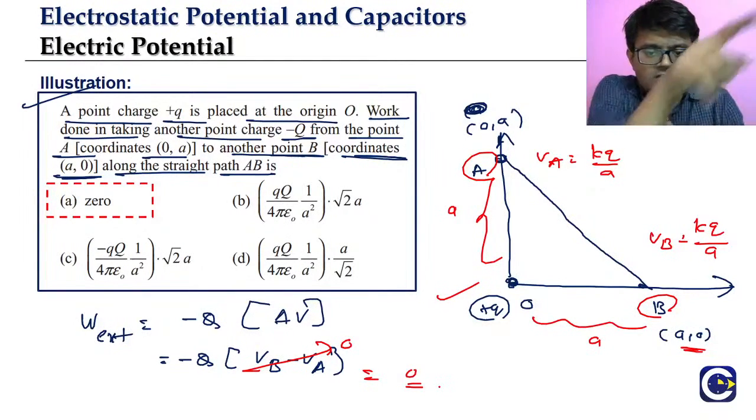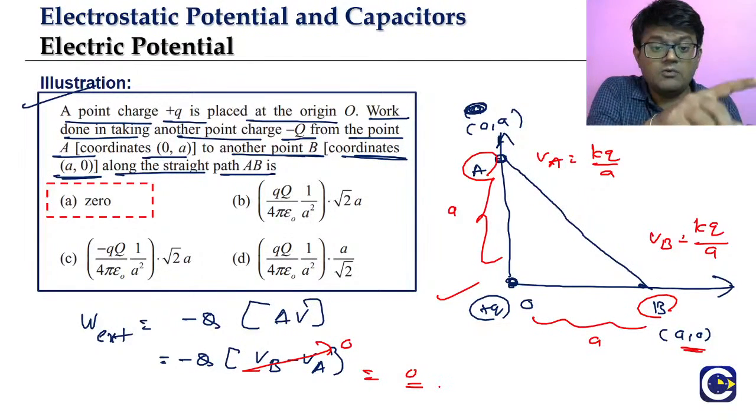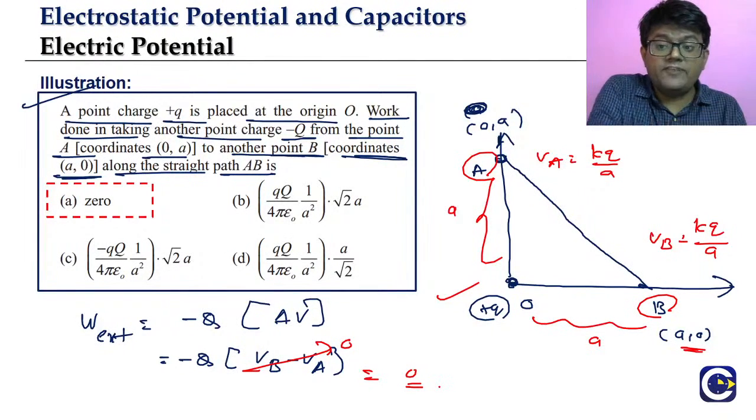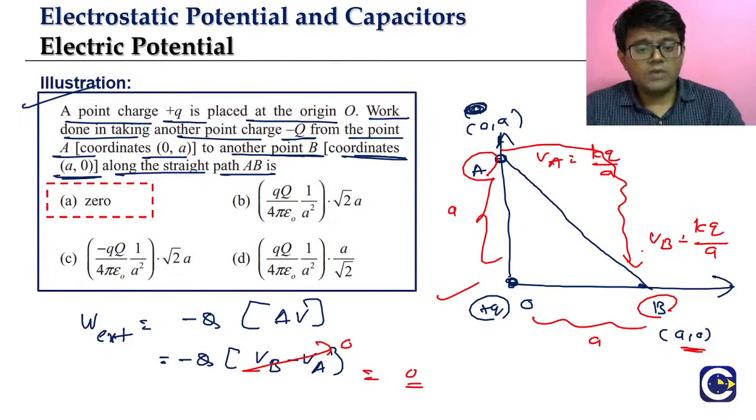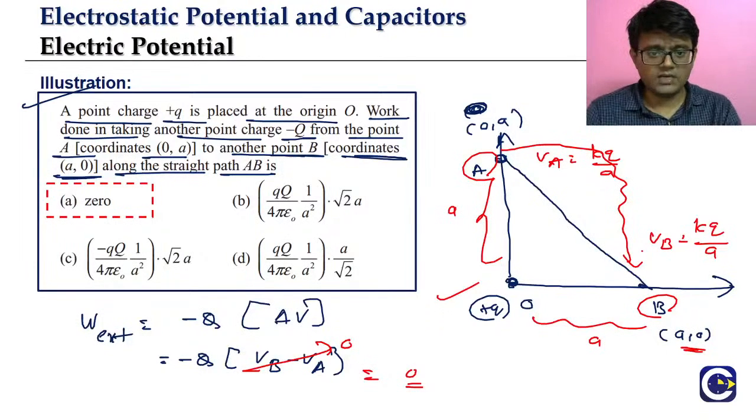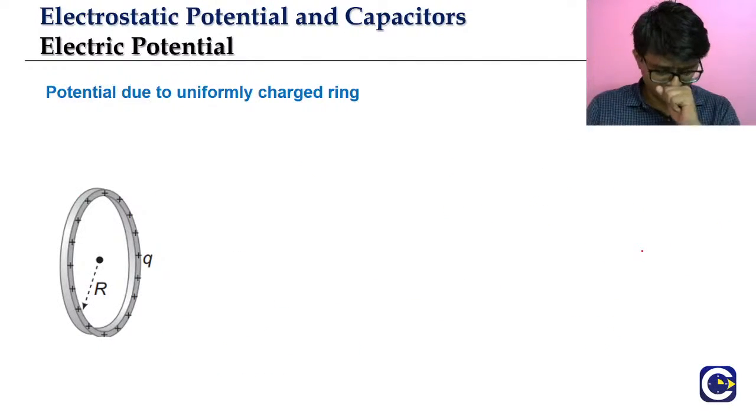So instead of taking along the straight line, they may ask one more thing, like, what if I take a different path? Suppose they have given a random path. Even then, the path does not matter here. What is the initial point, what is the final point, that's all. So what is the work done in this case? It will be what? 0. Another one, it will be what? 0.